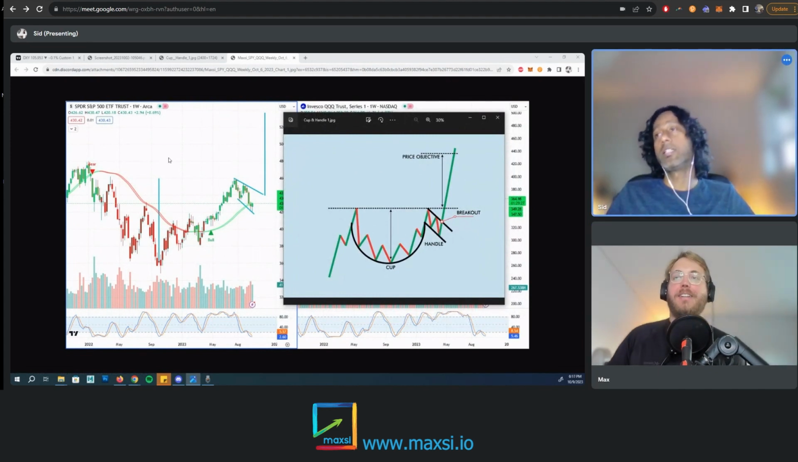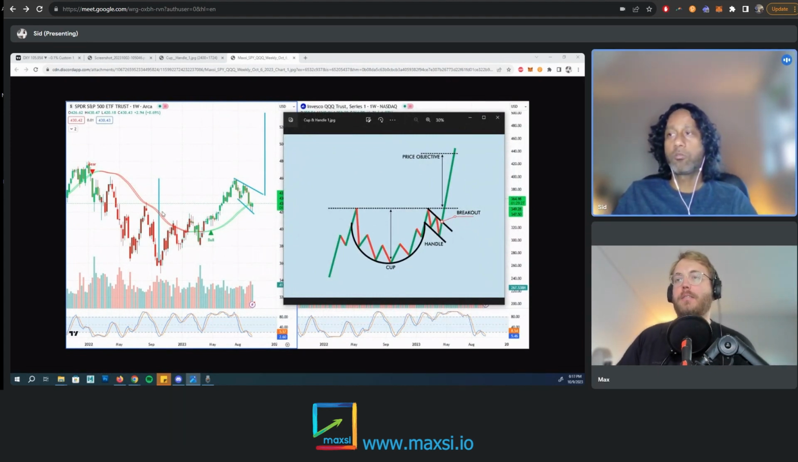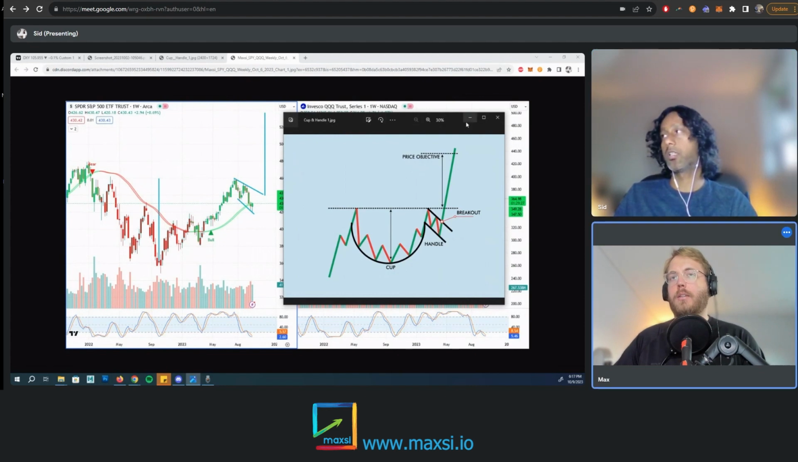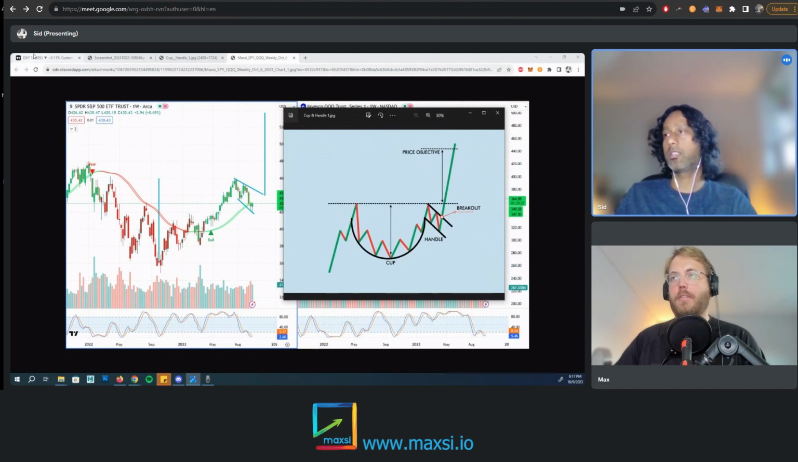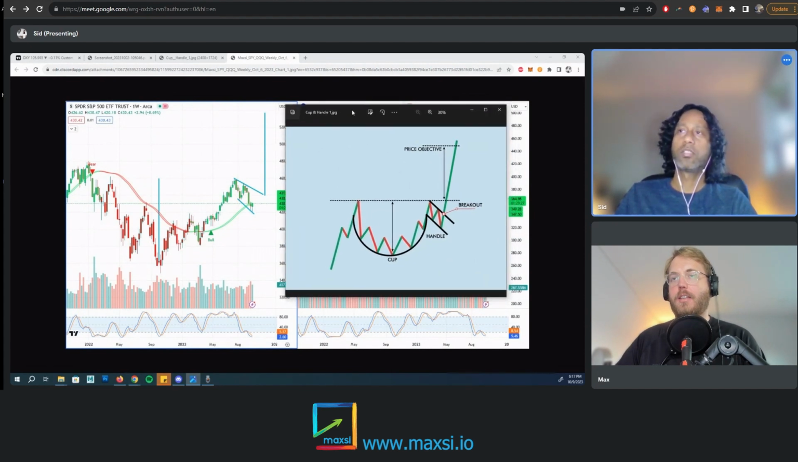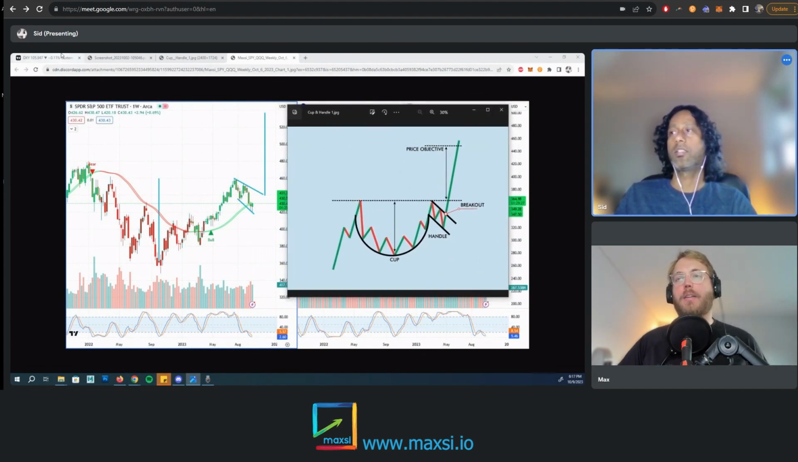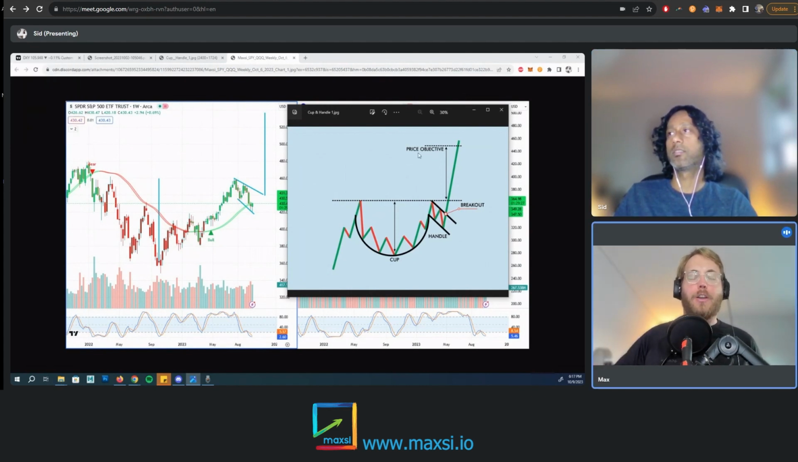Exactly. And how you measure the target is that you take the distance from the base of the cup to where the handle is, then check the same height and extend it upwards, and that's how you get the potential target. Did you check what the percentage is on that target? That looks like a pretty fat percent. I'm curious. I haven't checked really, but before you get to the end of that pattern playing out, it would definitely have made new all-time highs for the SPY and the QQQ.